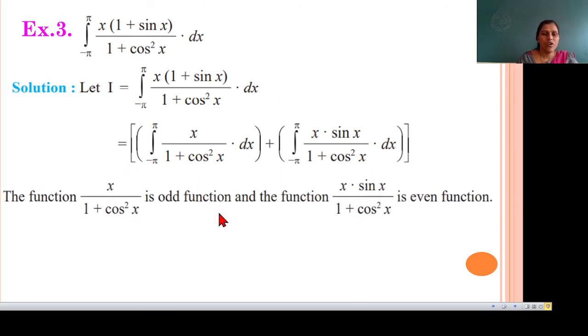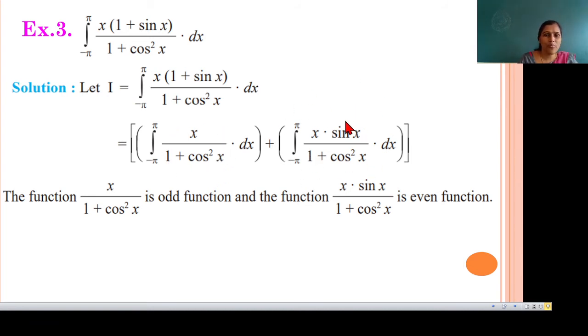Then we observe that this first function, x divided by 1 plus cos square x, is an odd function, and this second function is an even function. How to check whether the function is odd or even? You have to replace this x with minus x, and similarly here also. Then you will notice that the first function is odd and the second function is even. So according to our last property, if the function is odd, then its value will be 0. So this integral has the value 0.